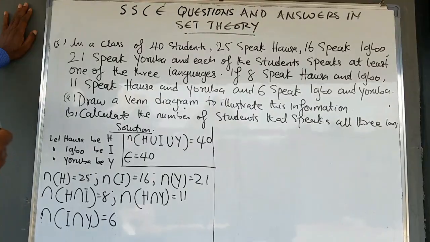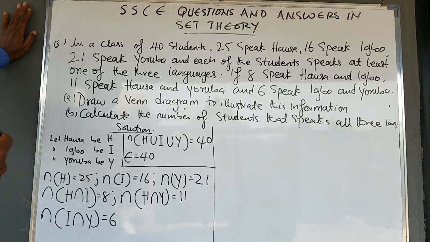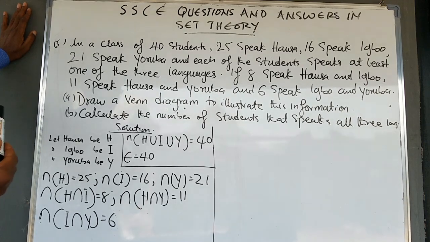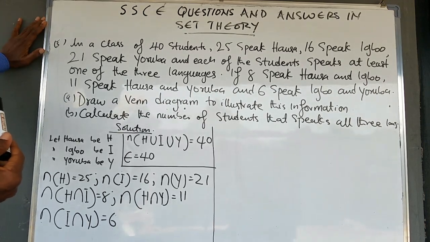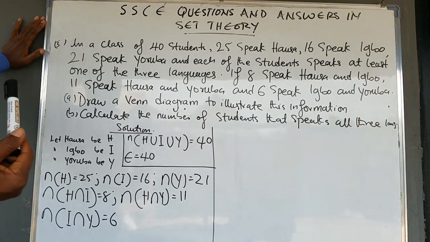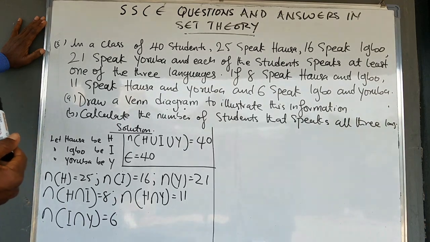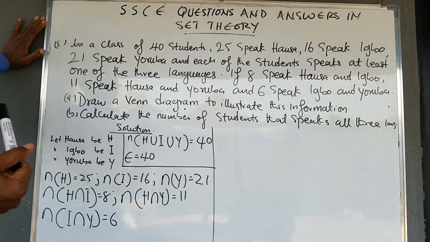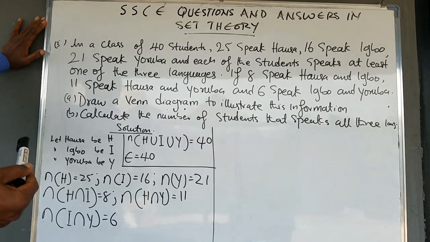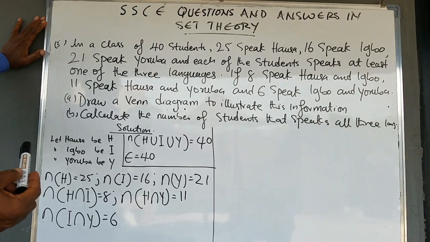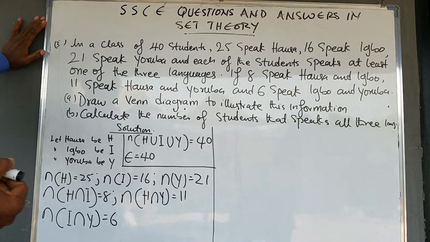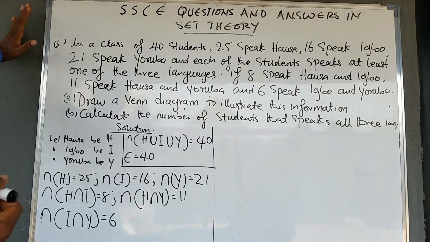Now let's see another interesting SSCE question and answers in set theory. In a class of 40 students, 25 speak Hausa, 16 speak Igbo, 21 speak Yoruba, and each of the students speaks at least one of the 3 languages. If 8 speak Hausa and Igbo, 11 speak Hausa and Yoruba, and 6 speak Igbo and Yoruba, draw a Venn diagram to illustrate this information. Calculate the number of students that speak all the 3 languages.